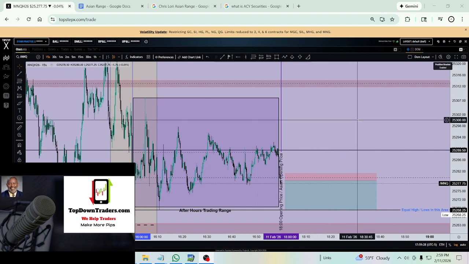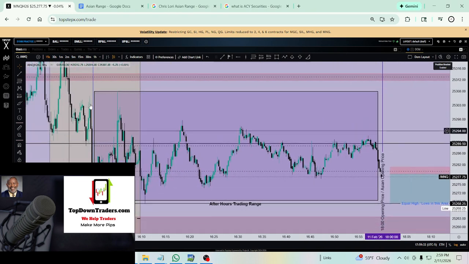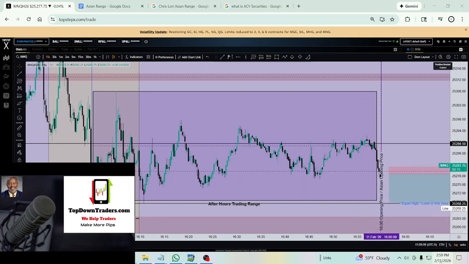However, before the session started, I did take the time to mark out the range in the after hours trading range that was electronically done. So when the market closed here, there still was some activity going on. And in just about 40 seconds or so, here we go. 8, 7, 6, 5, 4, 3, 2, 1. The market is now open.